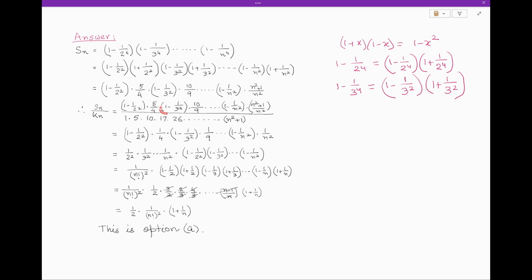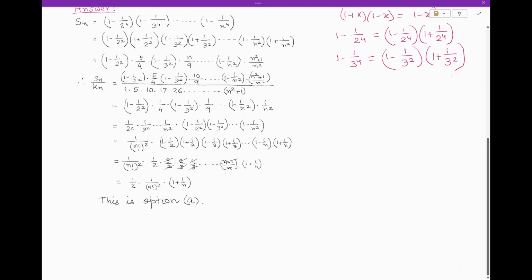Then this term will remain as it is, that is 1 minus 1 by 3 squared, and from this term only 1 by 9 will remain. Like this it will continue, and the final term will become 1 minus 1 by n squared multiplied by 1 by n squared.